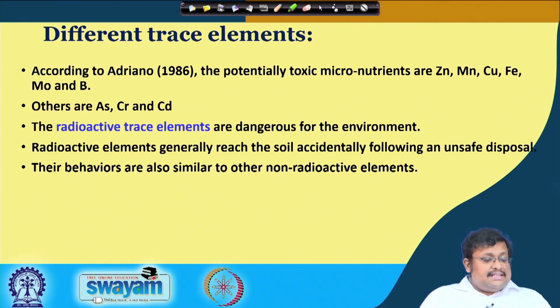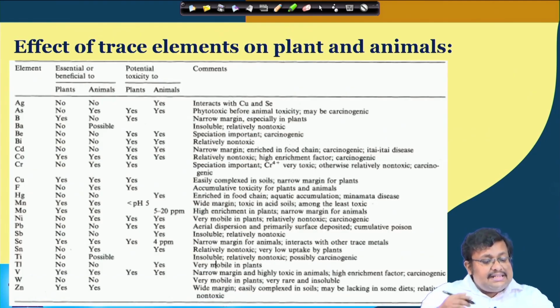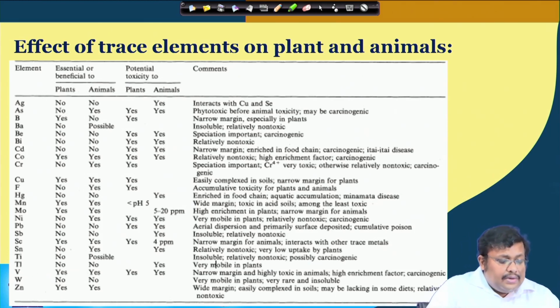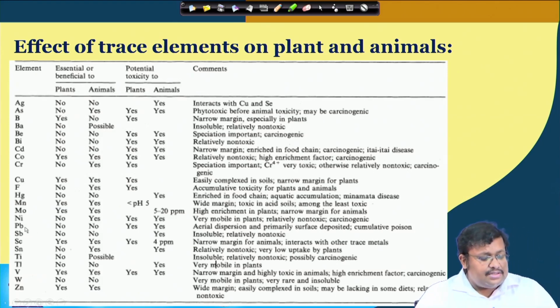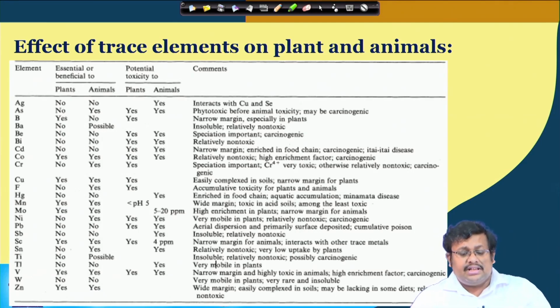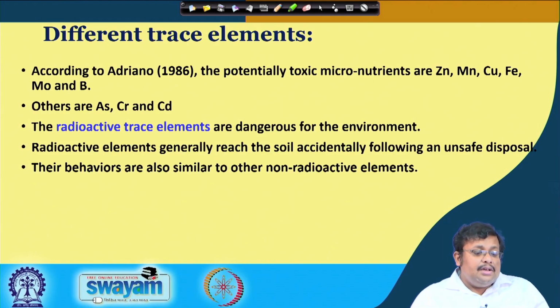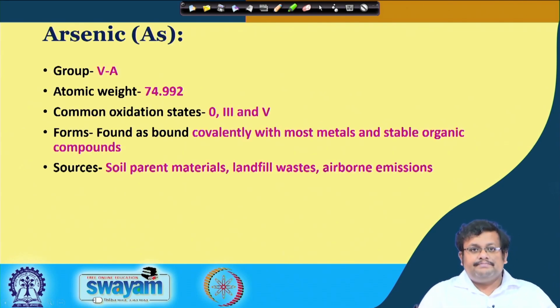The radioactive trace elements are dangerous for the environment. You can see here there are some radioactive trace elements like cobalt and lead. These are potentially toxic to the animal body. Radioactive elements generally reach the soil accidentally following an unsafe disposal, and their behavior is similar to other non-radioactive elements. So, let us start with arsenic.